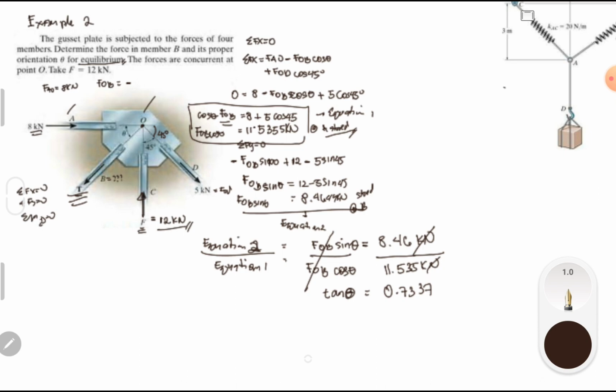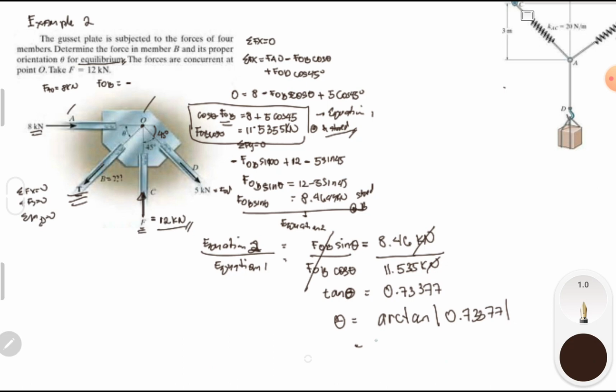So therefore that is useless. Therefore our theta is equal to arctan 0.73377, which is particularly equal to, you can do shift C on the calculator, 36.27 degrees. This will be our theta.